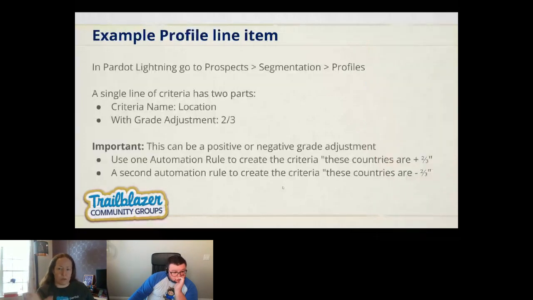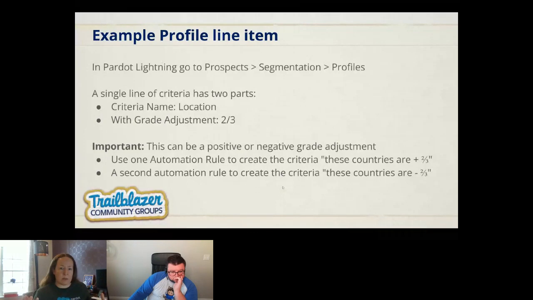So I'm going to show you the screens in a second, but basically you're going to go to the profiles section, and each line of criteria has 2 parts. It has a name that you're going to give it, and then it's going to have how much of a grade adjustment it's going to be.